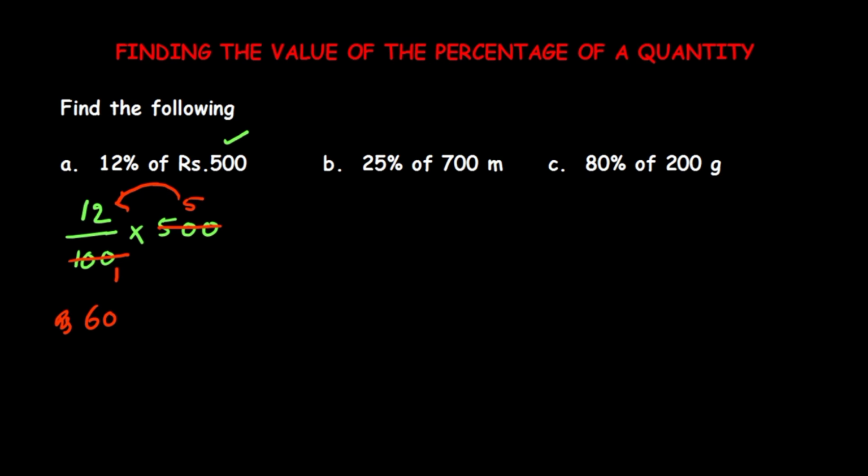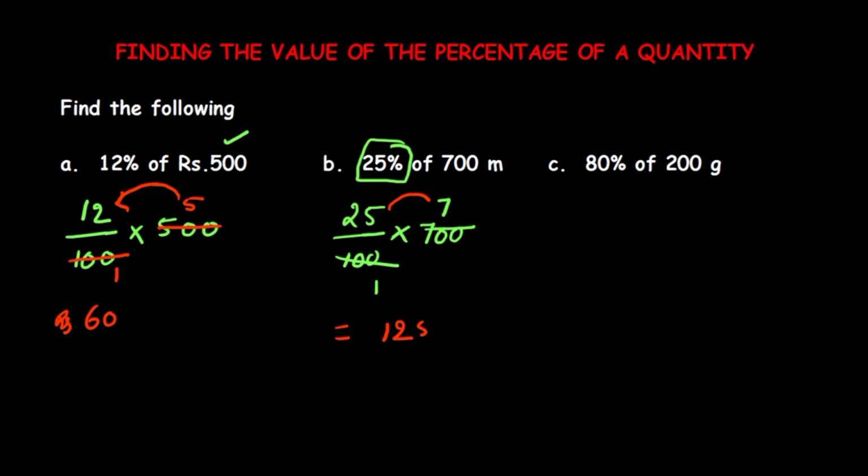The next one is 25% of 700. So how to do this? 25% we write as 25 divided by 100, into 700. So 100 ones and 100 sevens. After that we multiply 25 into 7, which is equal to 175. 25 sevens are 175 meters.